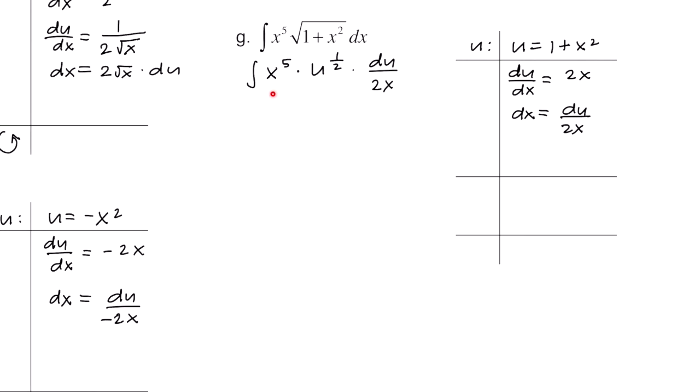At this point, you're probably noticing this is a little different than the previous problems. Right here, we have a 2x, which was generated by taking the derivative. But up here, we have x to the 5th. So we're going to cancel this x with one of these x's. So that leaves us with x to the 4th. At this point, I'm going to pull this 2 to the front. And at this point, we still have an x to the 4th that we're going to work with.